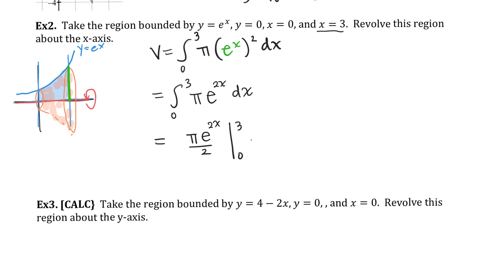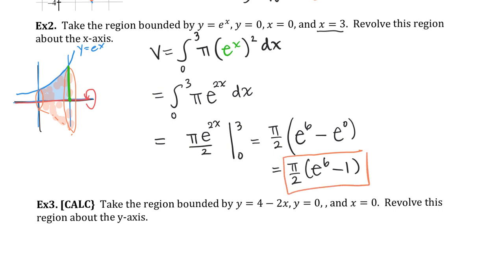Let me go sideways. I'm going to leave the pi over 2 to the side, just to make it easier on myself. Let me plug in e to the 2 times 3, which is 6, and then e to the 2 times 0, which is 0. So I'm going to get pi over 2 times e to the 6th minus 1. I could leave it like this, or I could distribute it out. It doesn't make a difference, but this is the representation of the volume of this weird solid rotated about the x-axis.